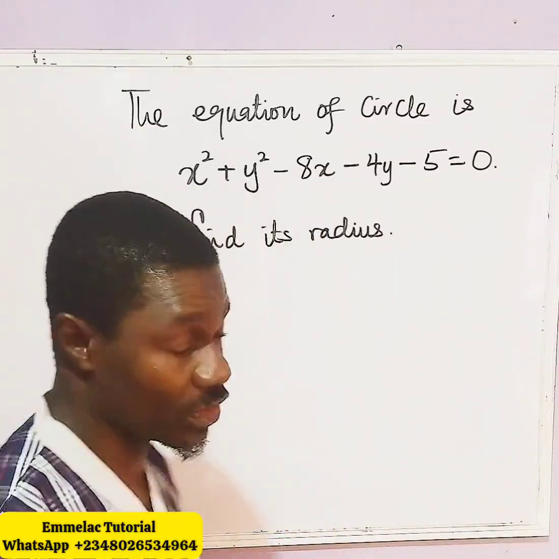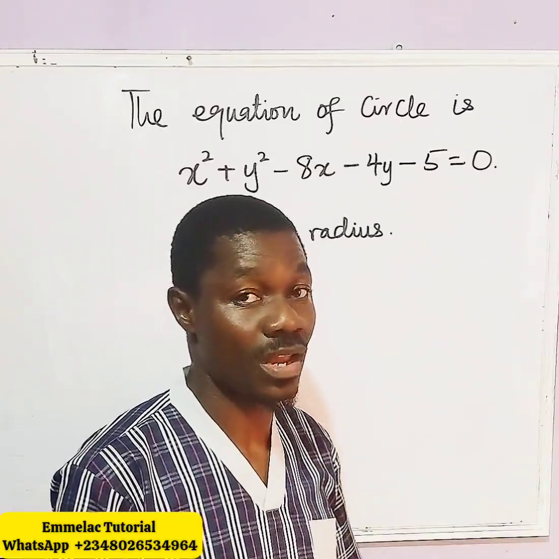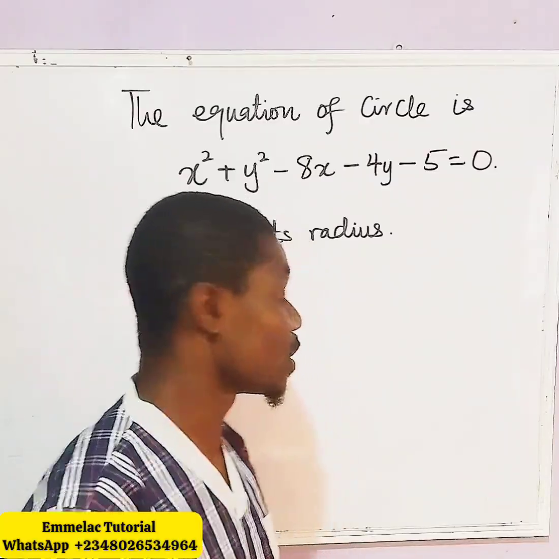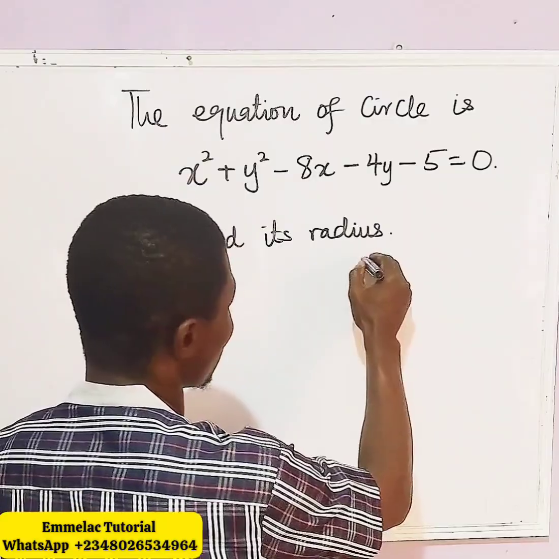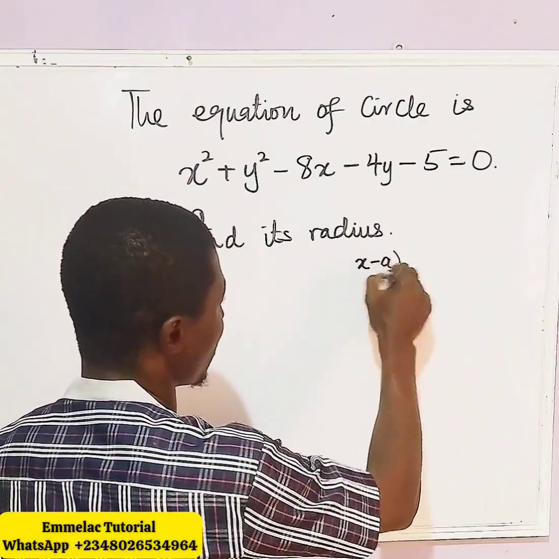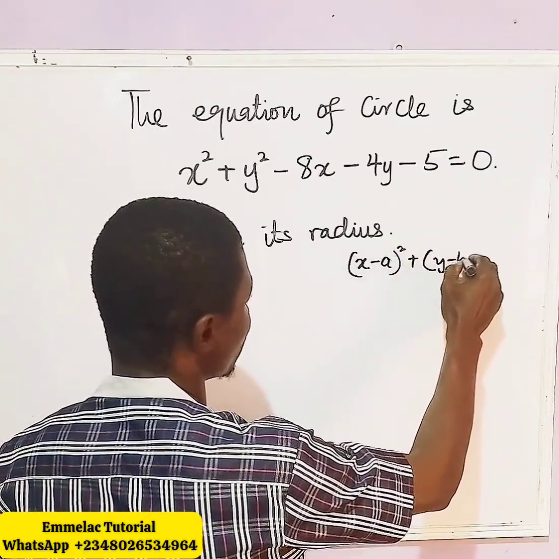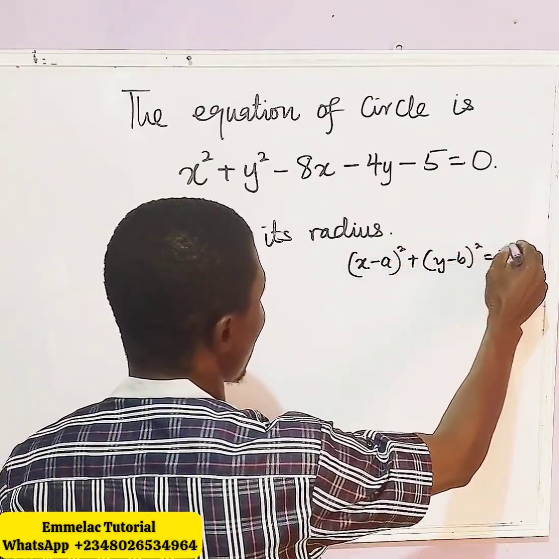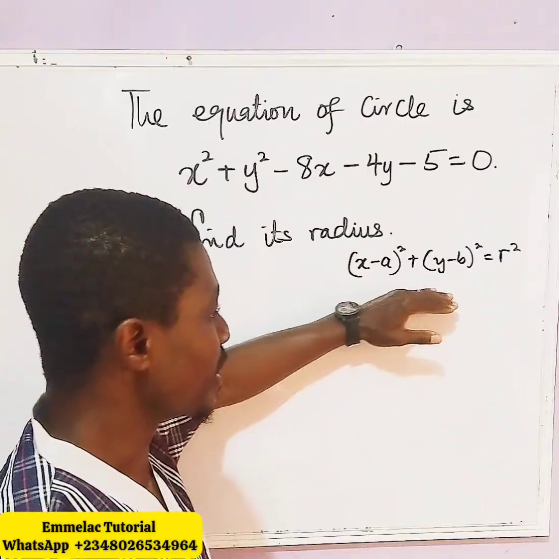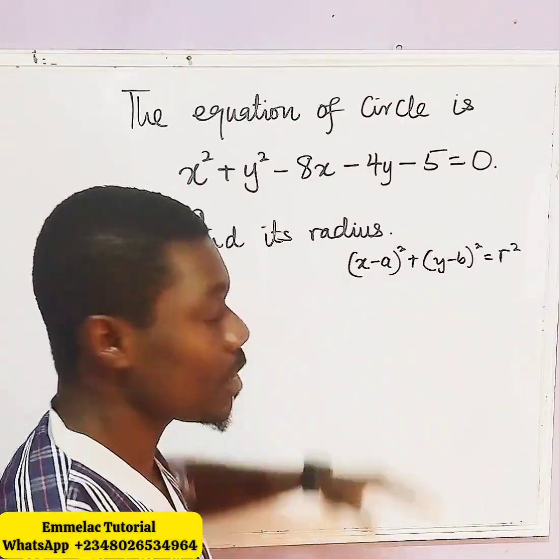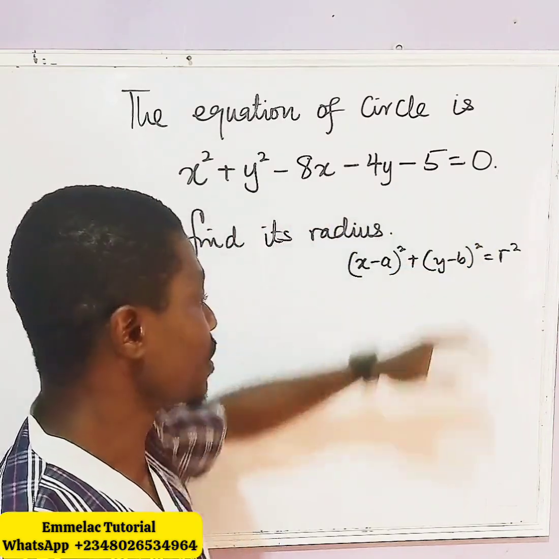Now, first of all, the first thing we need to recall is the original formula of an equation of a circle, which is x minus a all squared plus y minus b all squared equals r squared. So how do we get this particular pattern of equation from the equation given?